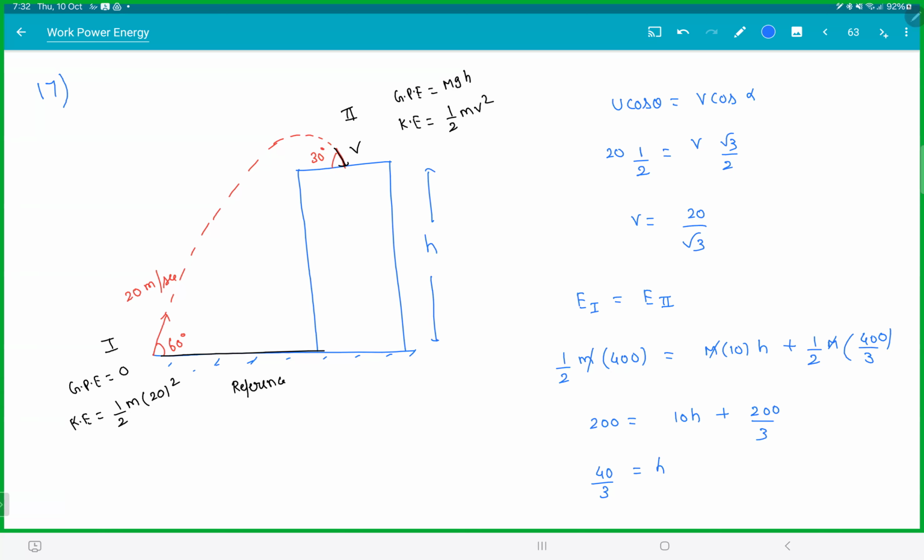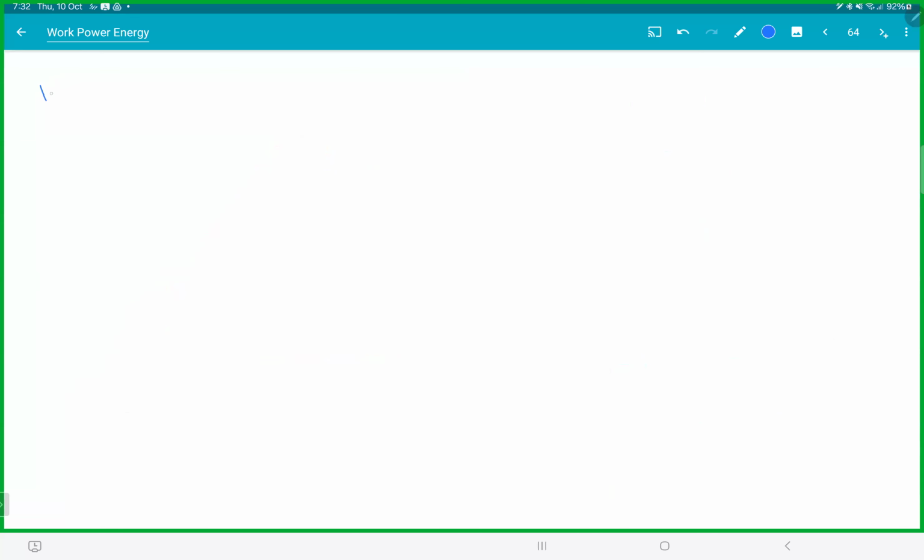Making sense? This is what I was saying. Everything you learned before will keep popping up. So if you don't know your basic kinematics, you will have issues. Next one. Any doubts? But that is the biggest clue. When this thing lands somewhere and they give the final angle, that is the biggest clue. You have to use u cos theta as v cos alpha. Next one.